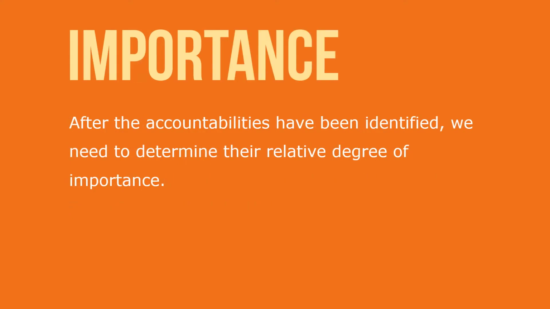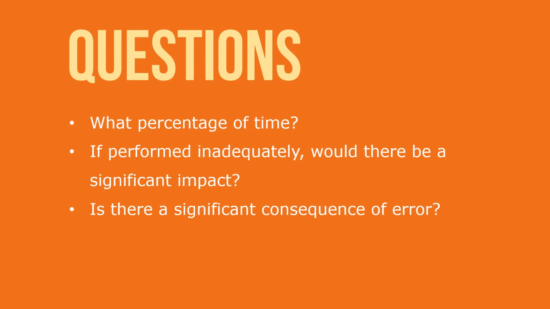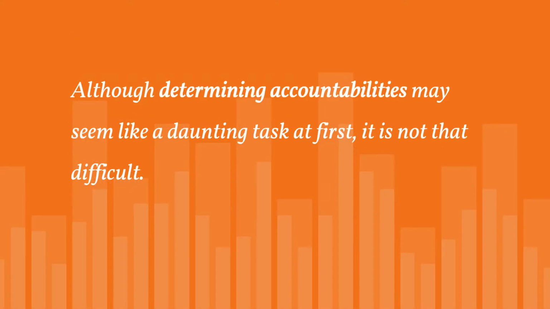After the accountabilities have been identified, we need to determine their relative degree of importance. To understand the issue, we need to answer the following questions. What percentage of the employee's time is spent performing each accountability? If the accountability were performed inadequately, would there be a significant impact on the work unit's mission? And is there a significant consequence of error? Although determining accountabilities may seem like a daunting task at first, it's not that difficult.